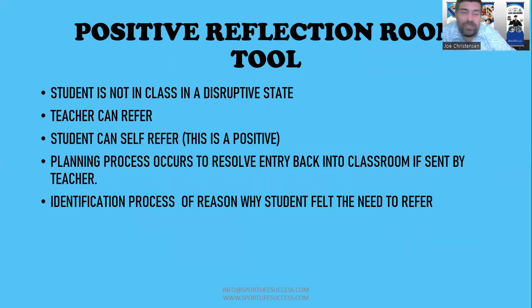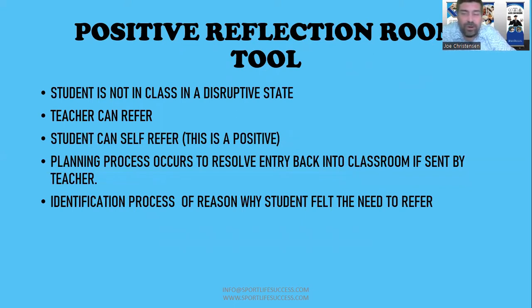In that room, a planning process occurs to resolve entry back into the classroom if sent by a teacher, or if the student's self-referred, we sit down and we go through what the problem is, the reason that that student can't be in class during that time, so that we can work around the problem that the student's having and help them work through that, so that it doesn't affect other lessons or even bigger parts of their life.